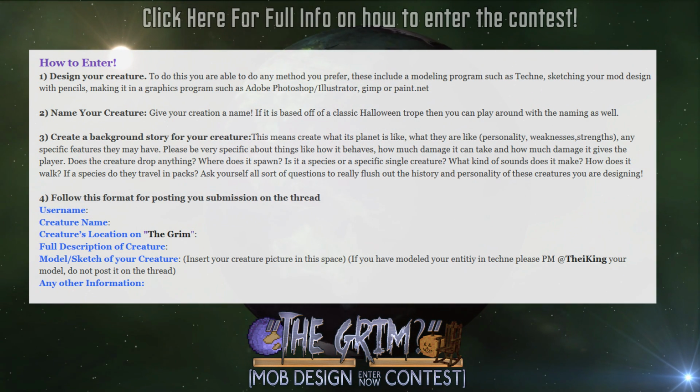2. Name your creature. Give your creature a name. If it is based off a classic Halloween trope, then you can play around with the naming as well. 3. Create a background story for your creature. This means give a description of what they are like: personality, weaknesses, strengths, any specific features they may have.